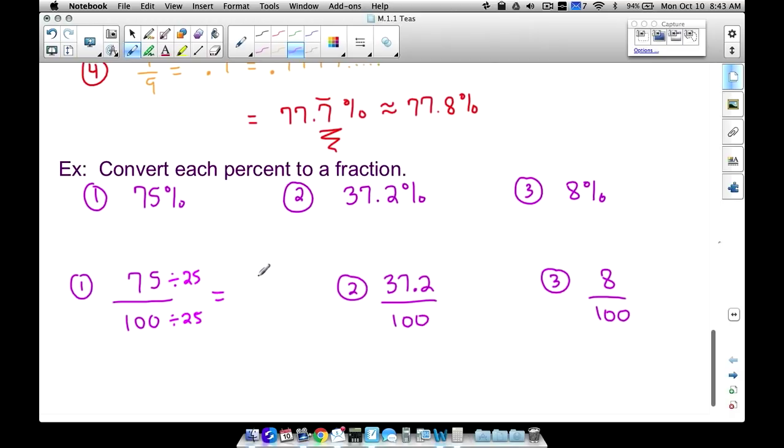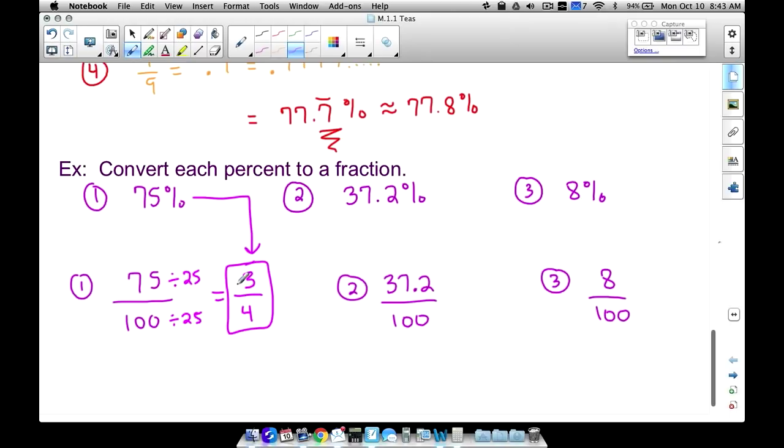75 divided by 25, well, I know 3/4 gives me 75 cents. So 75 divided by 25 is 3. 100 divided by 25 is 4. 75%, think about that. I hope this makes sense. 75% of something is 3/4 of that something.